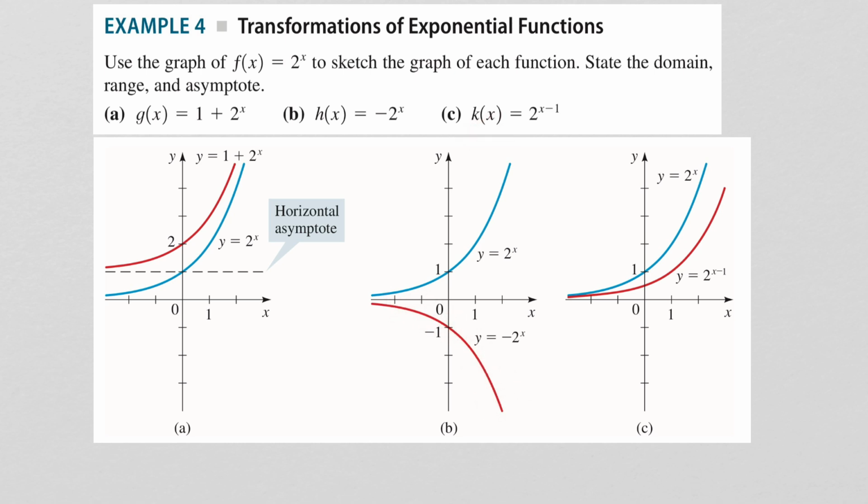And finally, k of x equals 2 to the power x minus 1. The minus 1 here is going to shift the graph 1 unit to the right. So if the original graph here is 2 to the power x, 2 to the power x minus 1 is just going to shift every point on this graph 1 unit to the right. So every point gets shifted 1 unit to the right. And that's going to make the graph look like this.